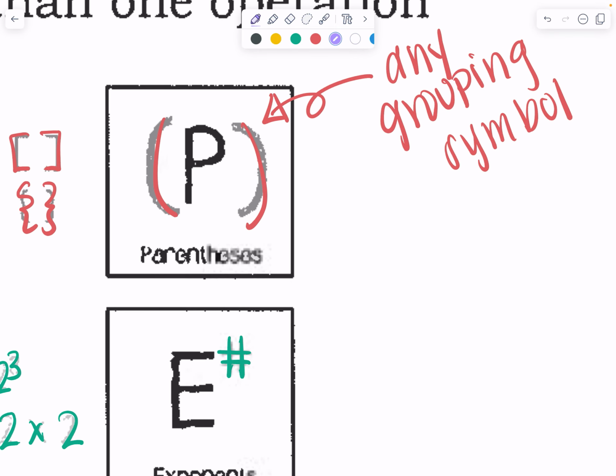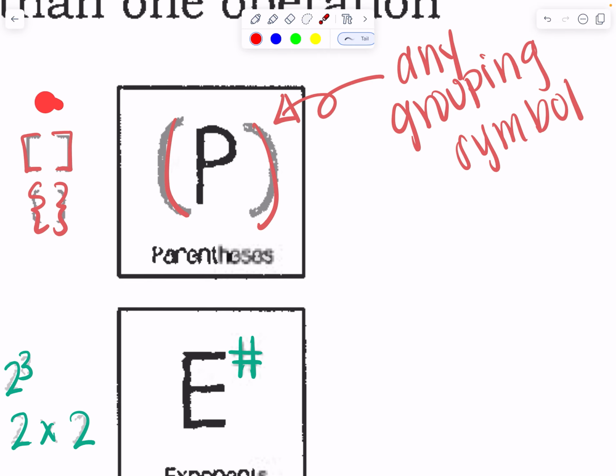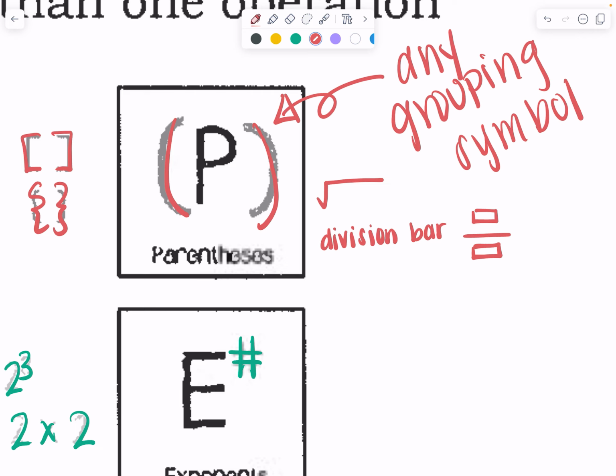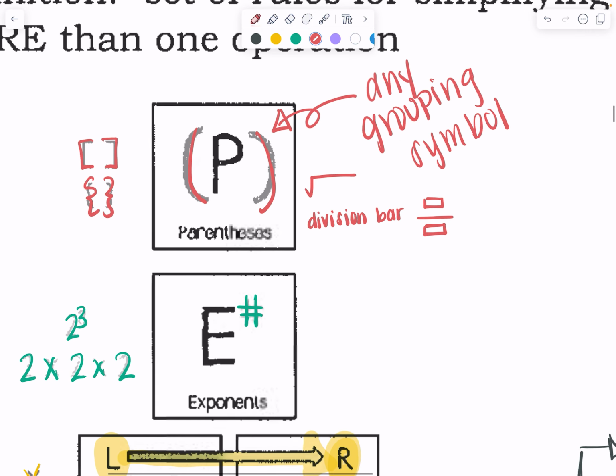Everyone's familiar with that. I like to call it GIMDAS with a G because it just emphasizes that it's any grouping symbol. And you can see our grouping symbols over here are not just limited to parentheses, but brackets, curly brackets. Also, the square root house will act as a grouping symbol, and the division bar will act as a grouping symbol. So if you have multiple things on the top and bottom of a fraction, that also acts as a grouping symbol.